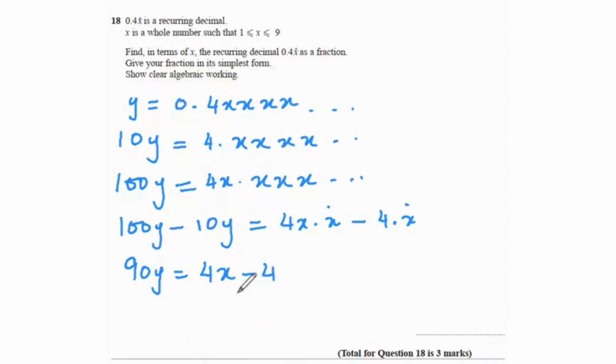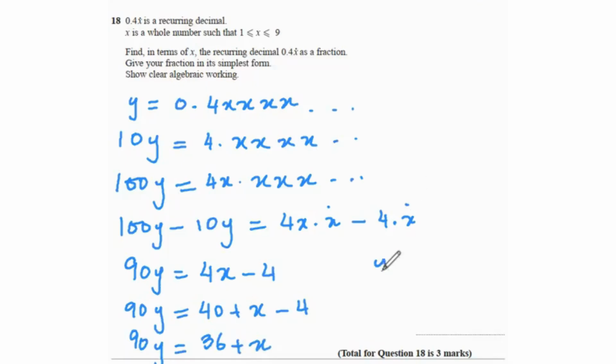Now, as you can see, 4x is a two-digit number, which means 4 is 40, and 40 plus something, which is x, gives us 4x over here. So we can rewrite the 4x as 40 plus x minus 4. Now the x is separate. So it's 90y equals 36 plus x, and then y equals 36 plus x divided by 90, and that is your fraction in simplest form.